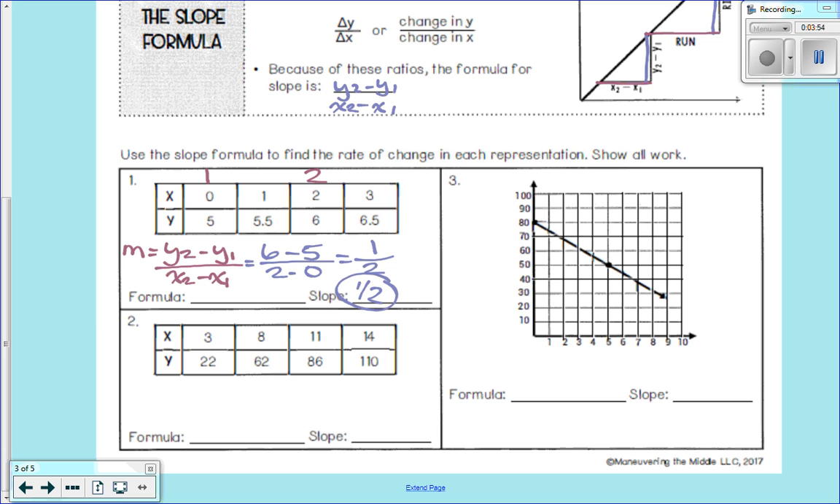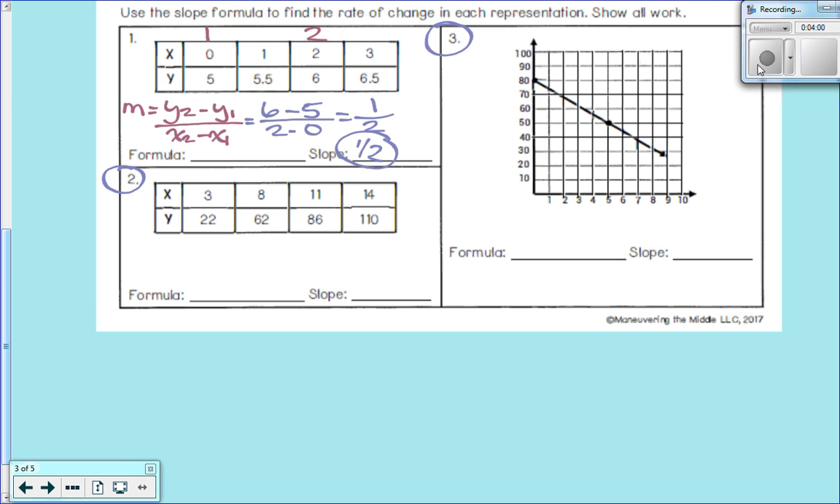With your table, I want you to go ahead and do number 2 and number 3, and we'll check and see how you did. All right, number 2. Write the formula.